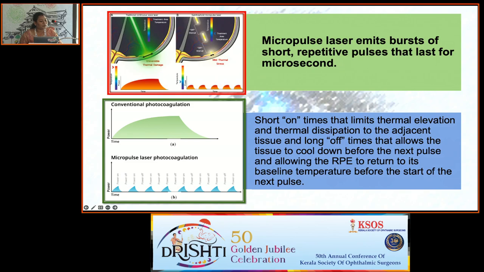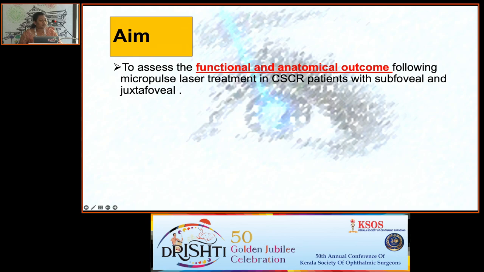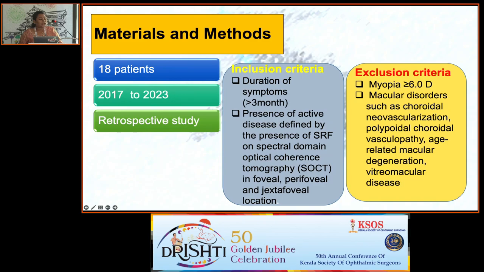The aim of our study is to assess the functional and anatomical outcome following micropulse laser treatment in CSCR patients with subfoveal and juxtafoveal leak. It is a retrospective study. The data was collected from our EMR, of 18 patients who were diagnosed to have CSCR with subfoveal and juxtafoveal leak, treated with micropulse laser therapy, over a period of 2017 to 2023.